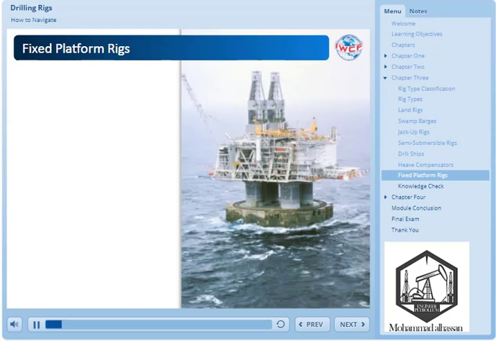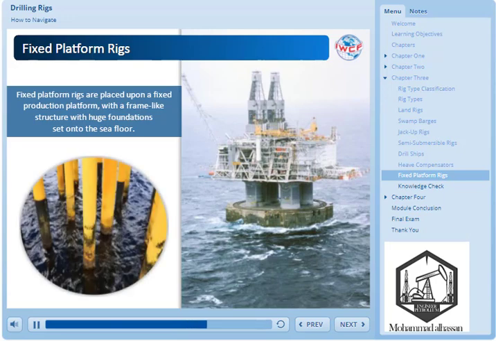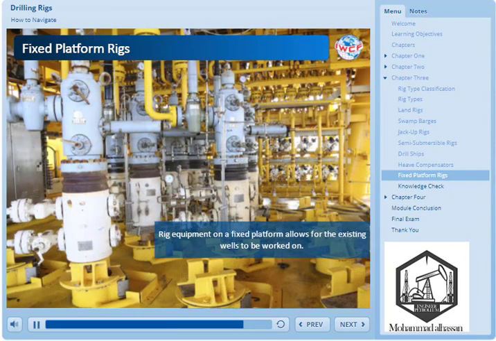As the name suggests, fixed platform rigs are placed upon a fixed production platform with a frame-like structure or a central column with huge foundations set onto the seafloor. This rig type is usually meant for long-term drilling and production, or is used where numerous wells are required from one platform. Rig equipment on a fixed platform allows for the existing wells to be worked on.